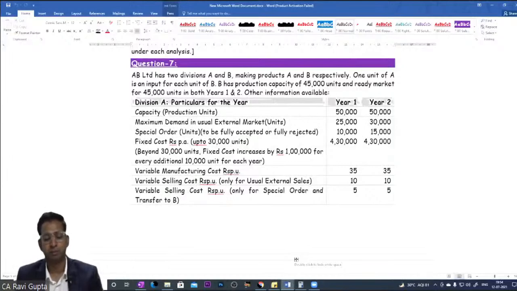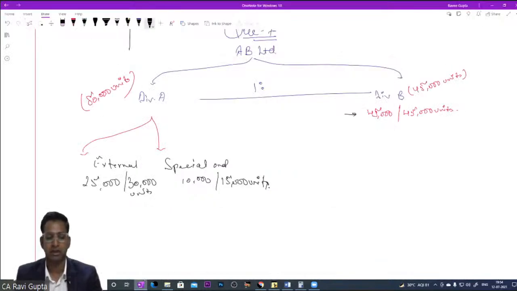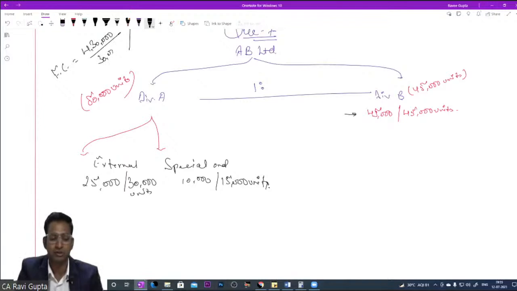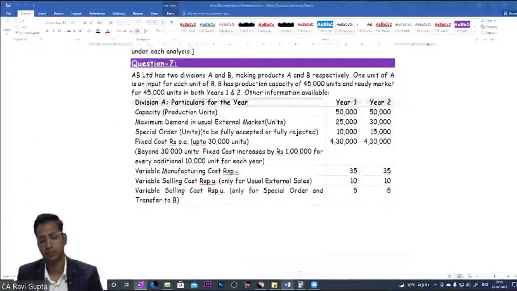Fixed cost per annum up to 30,000 units will be 4,30,000 in year 1 and year 2. That means our fixed cost will be 4,30,000 rupees for 30,000 units. Beyond 30,000 units, fixed cost increases by 1 lakh for every additional 10,000 units each year.